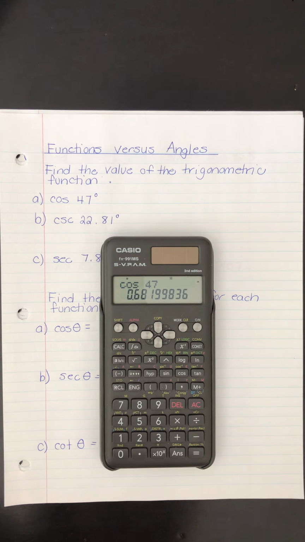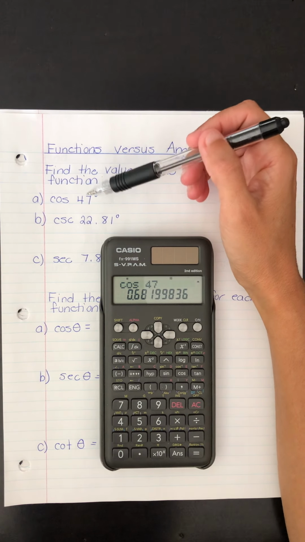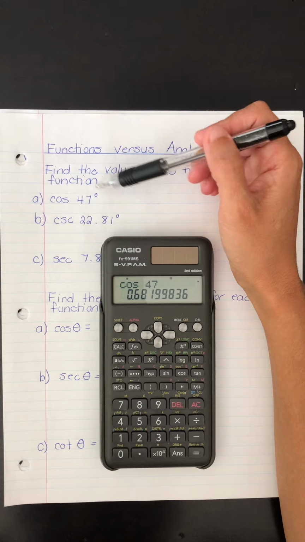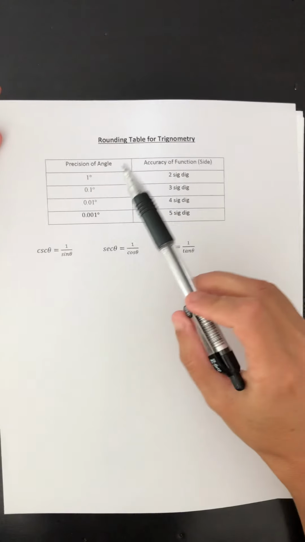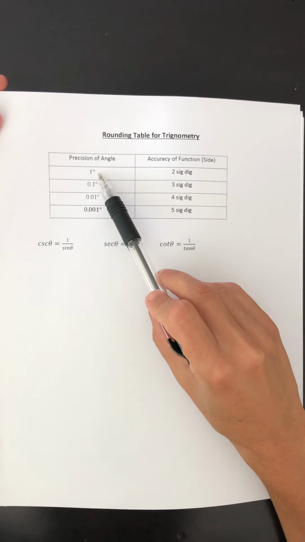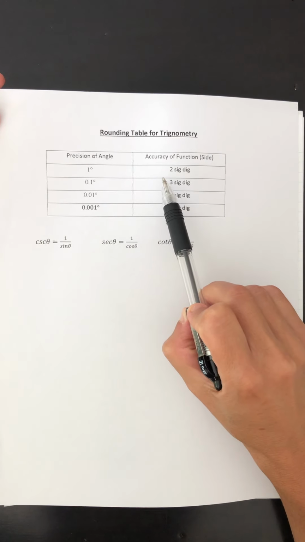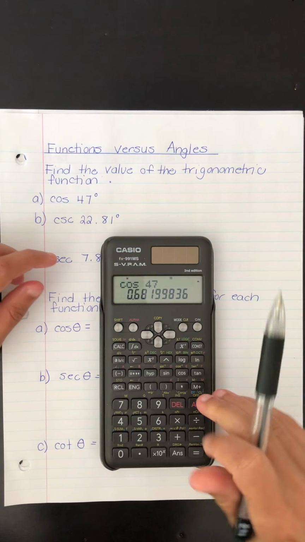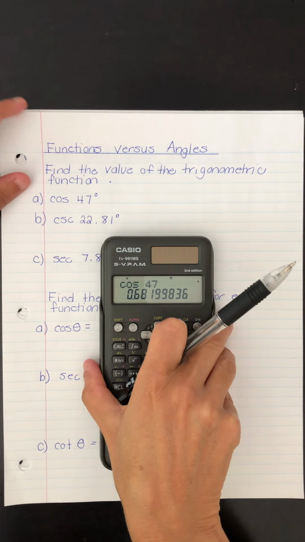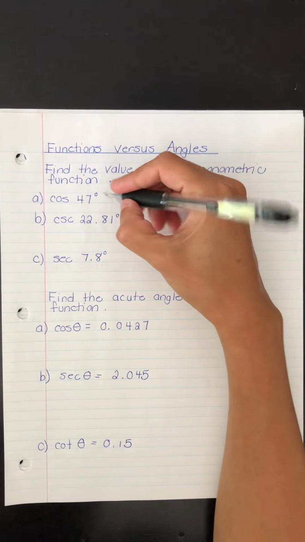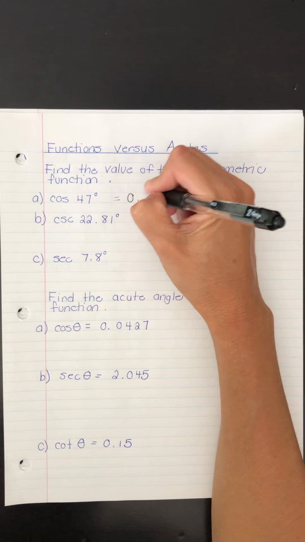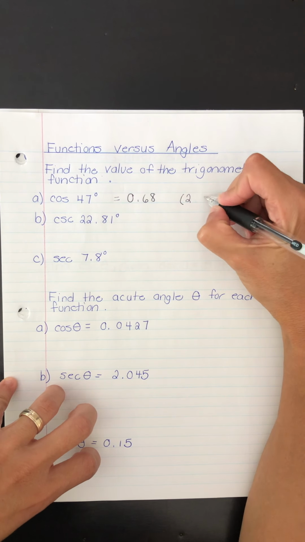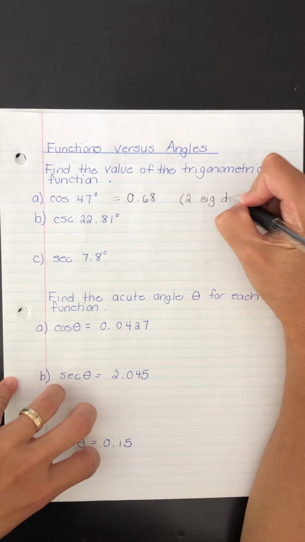And then when it comes to rounding that answer, we look at the angle. We realize that it's expressed to the nearest 1 degree. So that would be here in the chart. And so we should be rounding our answer to 2 significant digits. So this number rounded to 2 significant digits is 0.68. So that would be our answer here. Okay, and I'm going to write in brackets that we used a rounding to 2 significant digits.